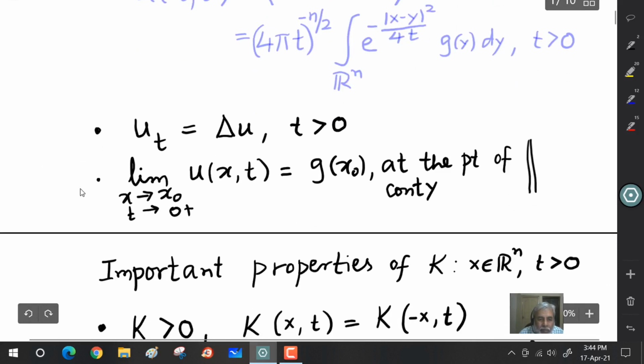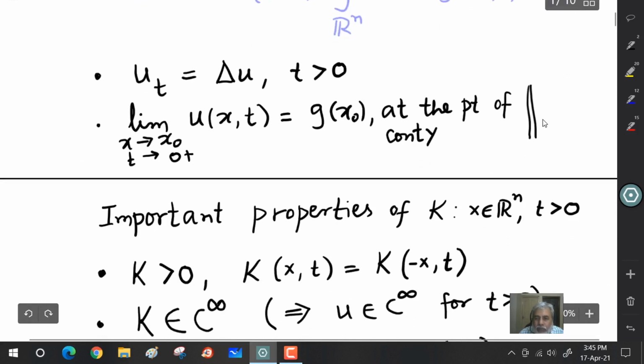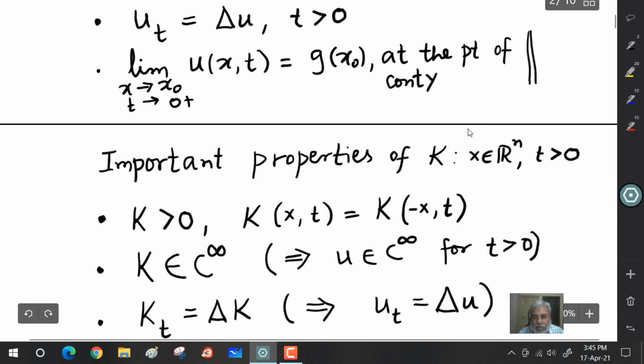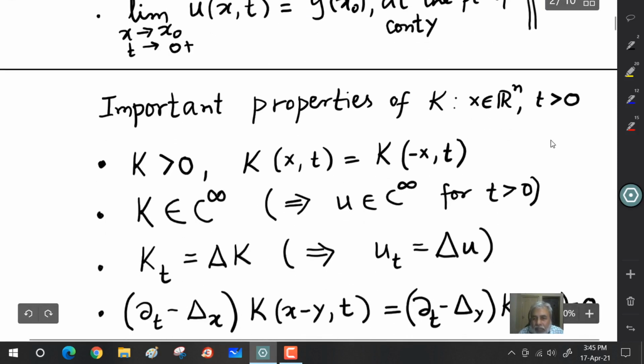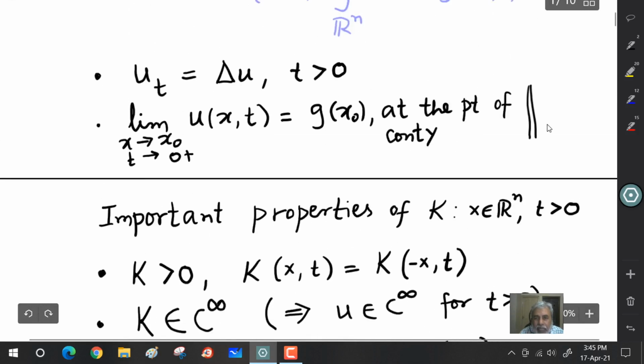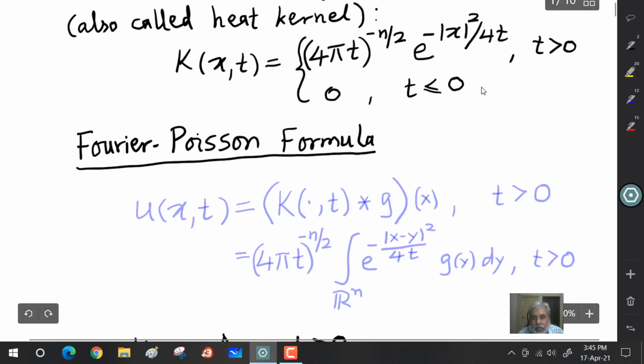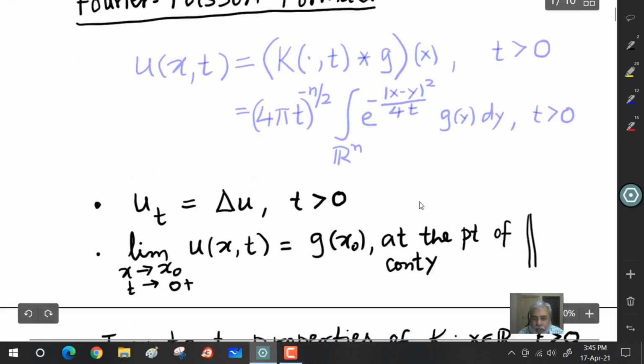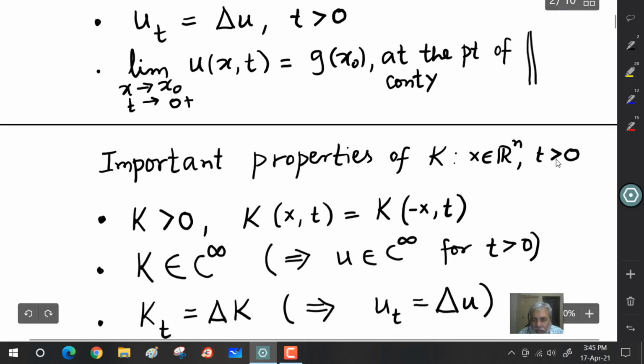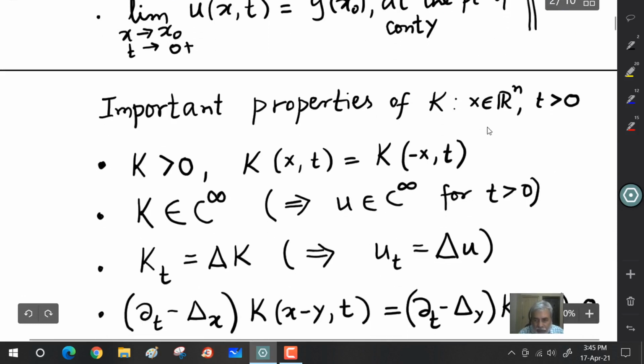In proving these two statements, we made use of some important properties of the heat kernel, the fundamental solution. So let me again state them for reference. Okay, so for X belongs to Rn and T positive. That's the only relevant region. For T less than or equal to 0, K is anyhow 0. So let's concentrate only on X in Rn and T positive, and in this region K is strictly positive because it's given by an exponential function.